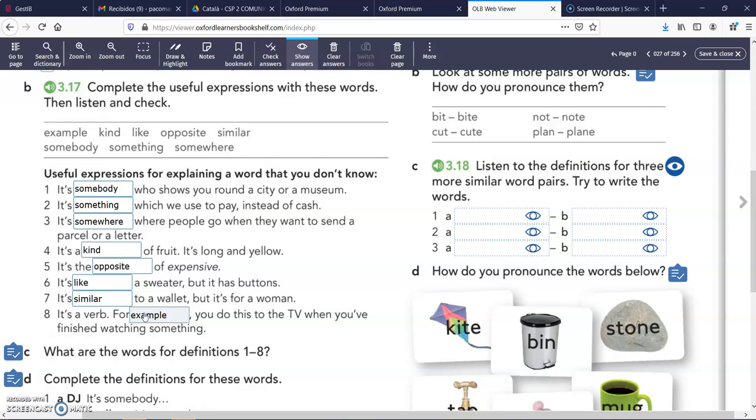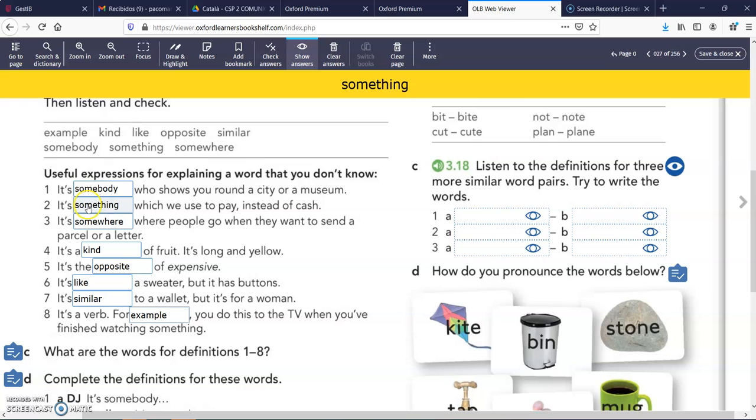Okay? So these are expressions that will help you describe a thing in case you don't know the vocabulary for it. Somebody for people, something for things, somewhere for places. Kind is un tipo de. The opposite. I think this is very clear. It's like, como, it's similar to, for example.